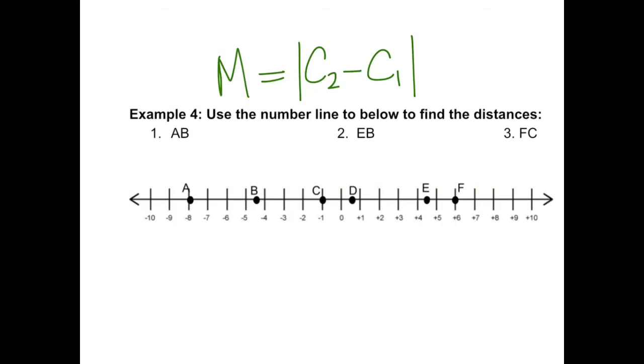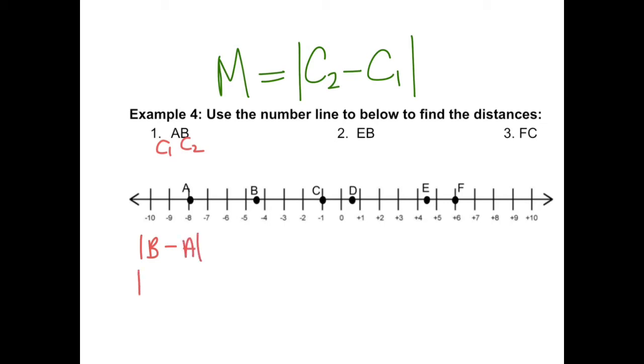So using the formula provided here, we're going to plug in our values. We're going to find the distance from point A to point B, point E to point B, and then point F to point C. And whenever we talk about C sub 2 and C sub 1, this is C1 and then this one is C2. So when we do our math, it will actually be the absolute value of B's location minus A's location.